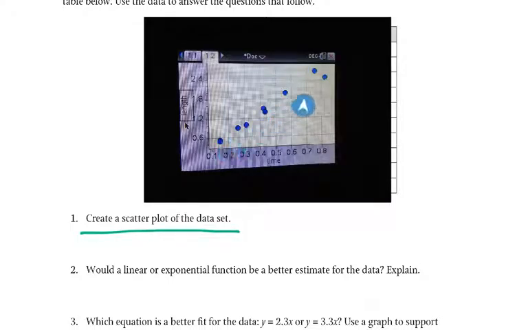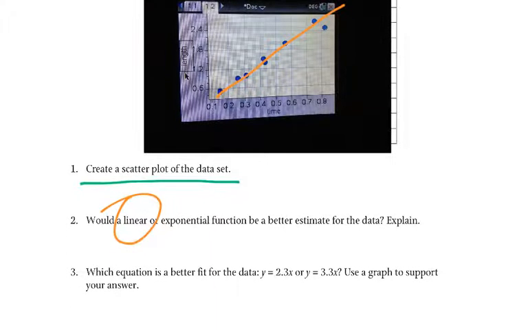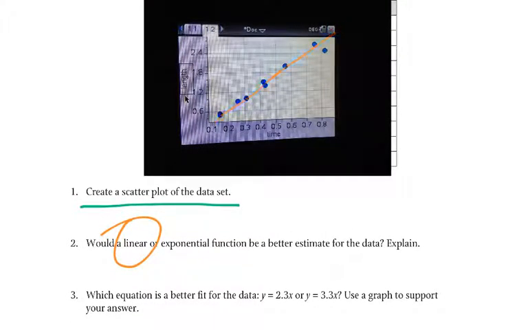Okay, as we can see, looks like it's a pretty strong correlation. So would linear or exponential? Well, definitely it's going to be linear because it looks more like a straight line, right? So it'd be linear. Now it wants to know what line would work better, 2.3x or 3.3x. So I'm going to add that into my calculator, and we'll see which line works better.